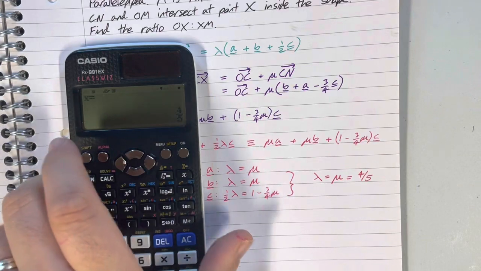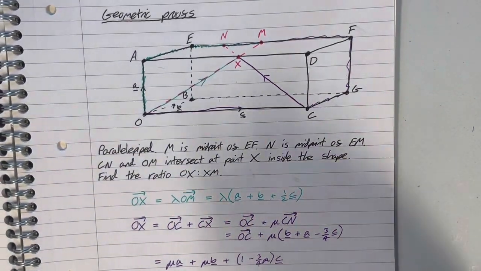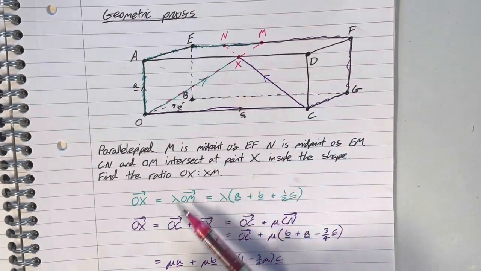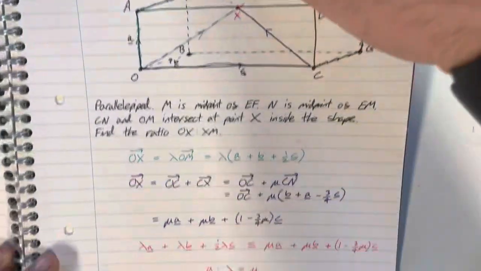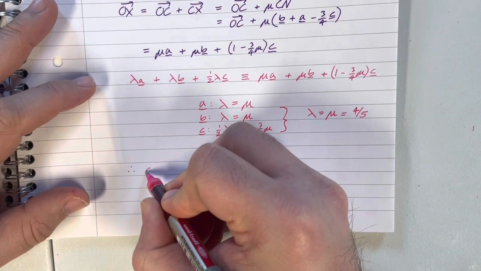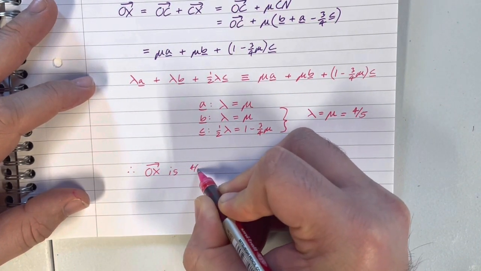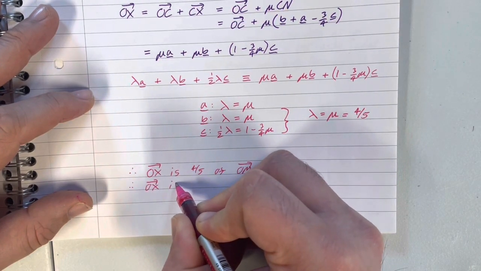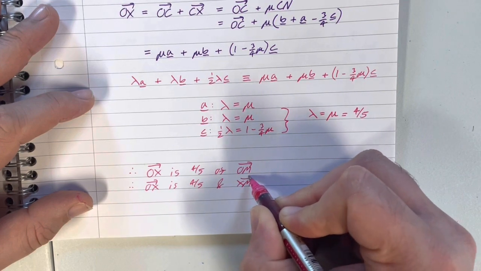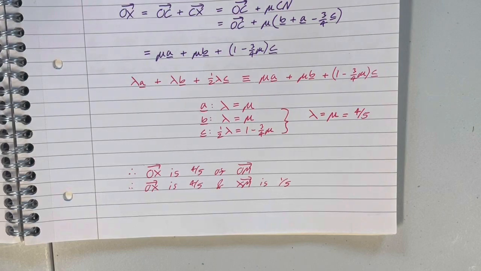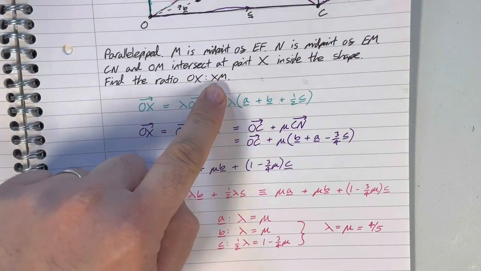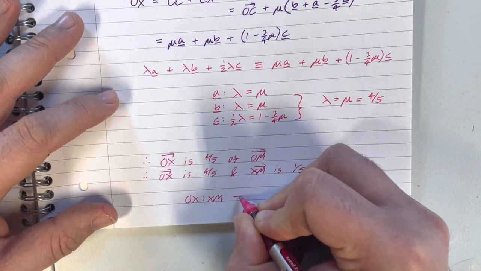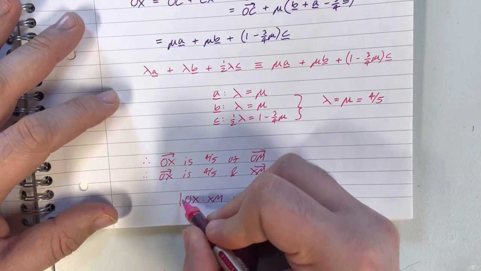So what does that tell us in terms of the original problem? Well, this says that lambda is 4/5. So from O to X, that is 4/5 of the way from O to M, because OX is lambda times OM. So O to X is 4/5 of O to M. Therefore, OX is 4/5 and XM is the remaining 1/5. I've done that because the question is asking for the ratio of OX to XM. So if OX is 4/5 and XM is 1/5, then the ratio OX to XM is 4/5 to 1/5, or if you like, 4 to 1. And that's the answer.